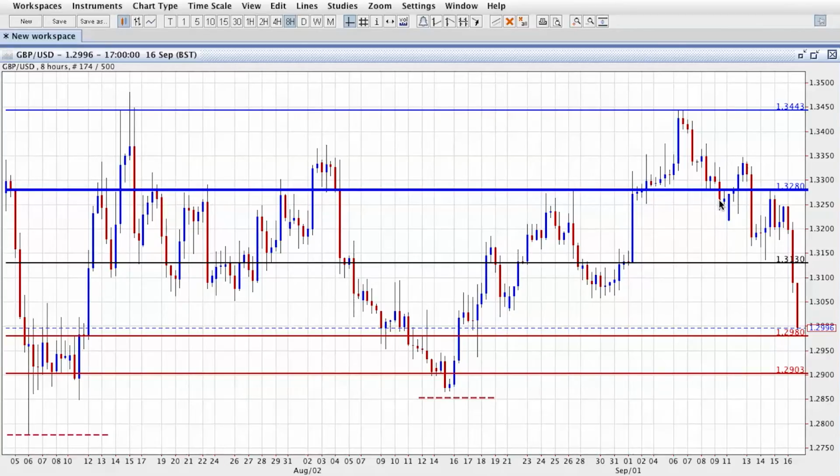And what I'd like to point out now on the British pound is that it may be a case of a technical retest that is in place. So what do I mean by that? I'm going to show you now.